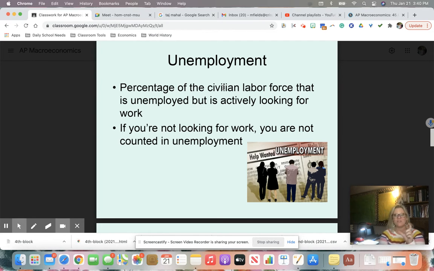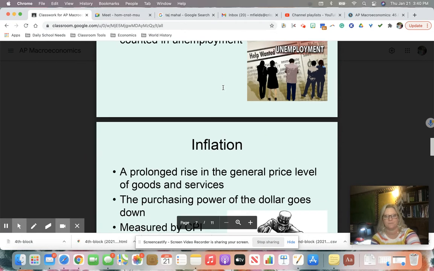In fact, it gets down to very, very specific. In order to be counted as employed, you have to have worked in the last week. And in order to be counted as unemployed, you have to have looked for a job in the last month. If you haven't looked for a job in the last month, you're not counted as unemployed. And that throws a lot of people off, that you think there are people who are unemployed when really they're just out of the labor force.